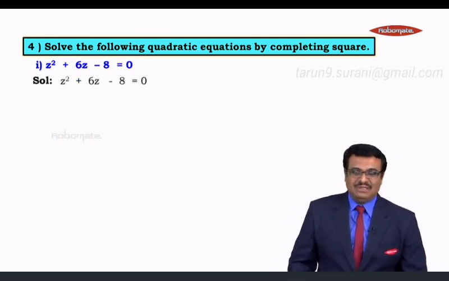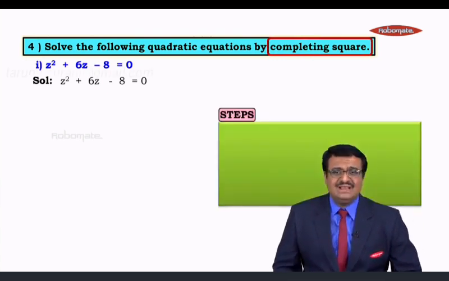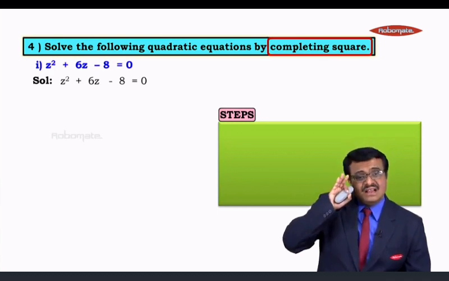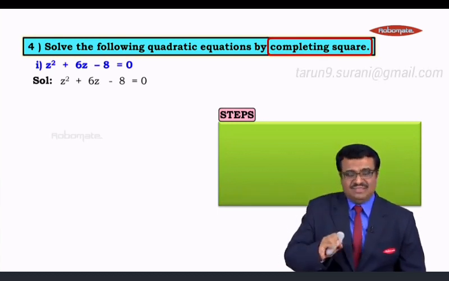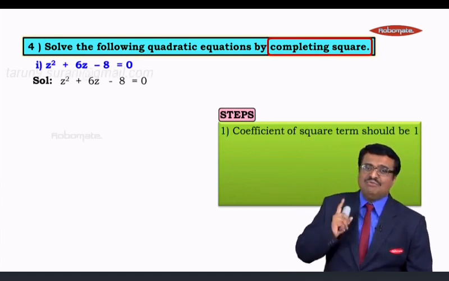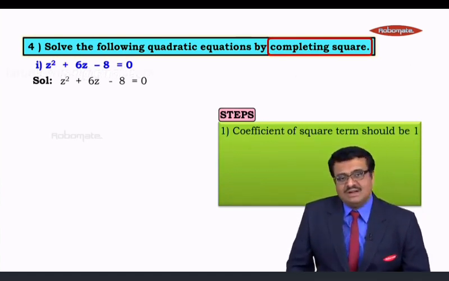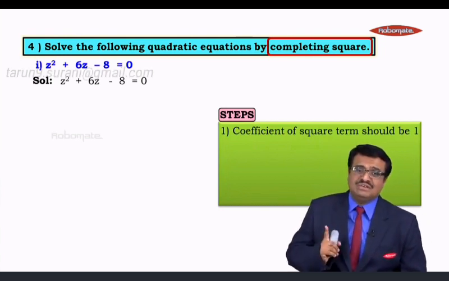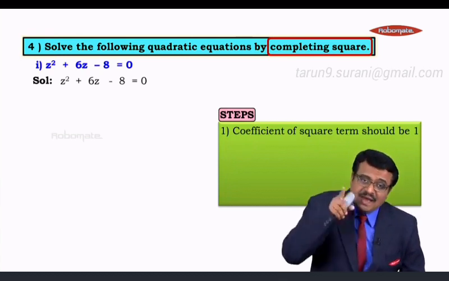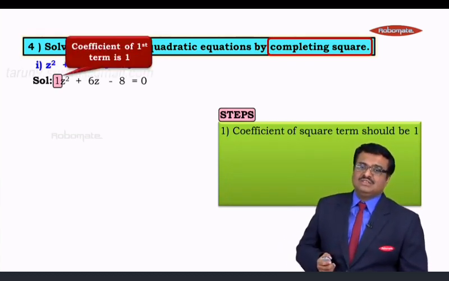So first step we will copy the question. Completing the squares method we have to use, right? And we see that the equation is not factorizable, right? And in completing the squares method, for any sum, there are 6 steps to be followed. Step number 1, the first step: the coefficient of the square term should be 1. So what is the coefficient of the square term here? What is the coefficient of z square? 1, right? If it is not 1, the first step is you have to make it 1, right? Then second step, it is 1 here, so let us go to the second step.